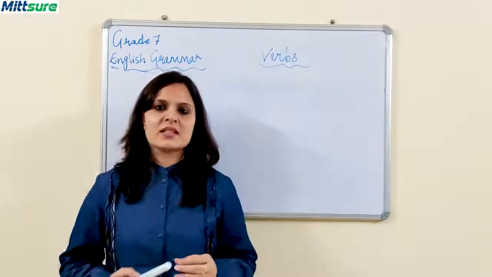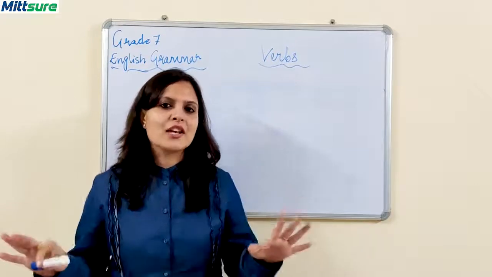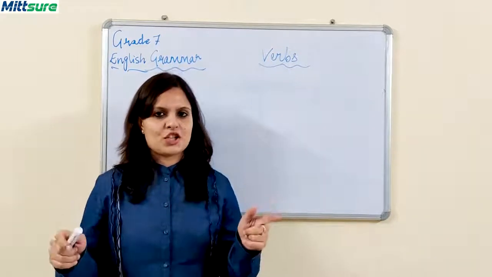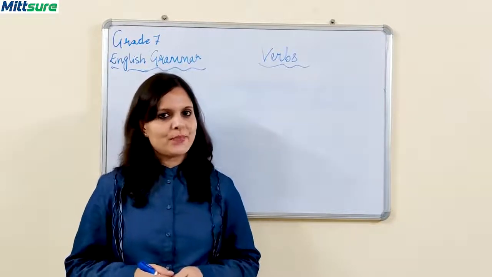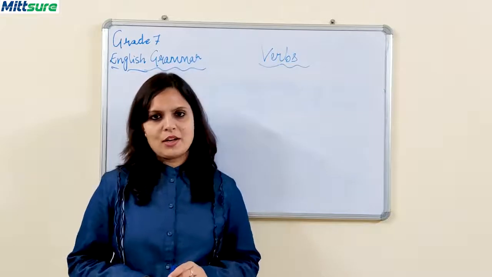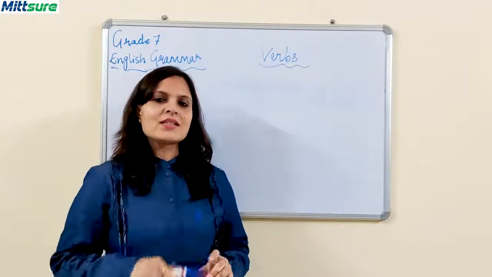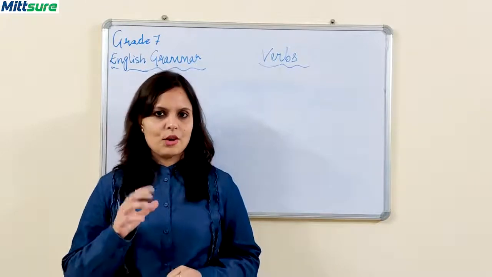I brush my teeth every morning, right? So what is the action performed? Brush, right? Every morning. So brush is the action word here, right? So that is the simplest form of the verb to be understood. Now let's learn about some more types of verbs.